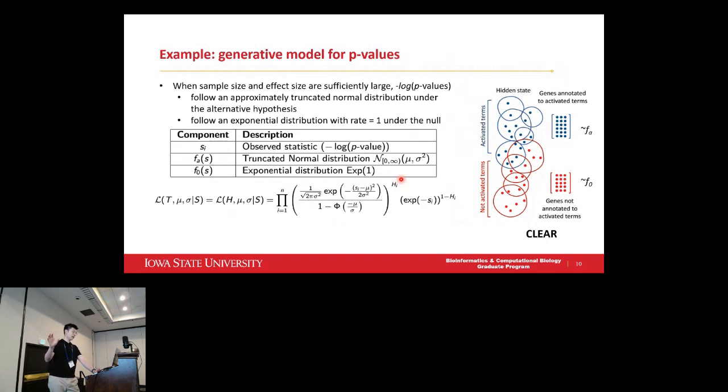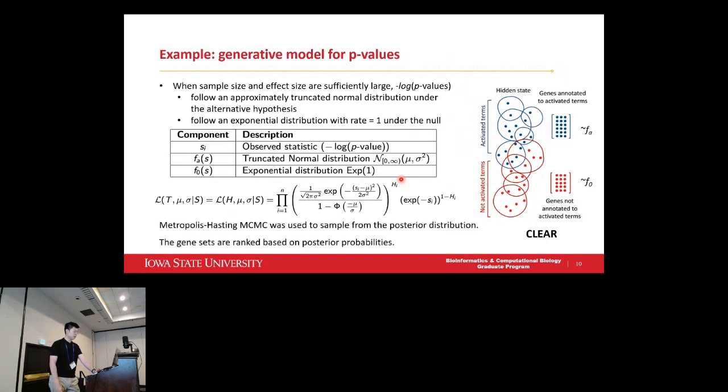With that selection of distributions, we can write down our likelihood like that. Then we use Markov chain Monte Carlo, MCMC, to sample from the posterior distribution once we maximize that likelihood, and then rank our gene sets based on their posterior probabilities. Right, so that's our method.